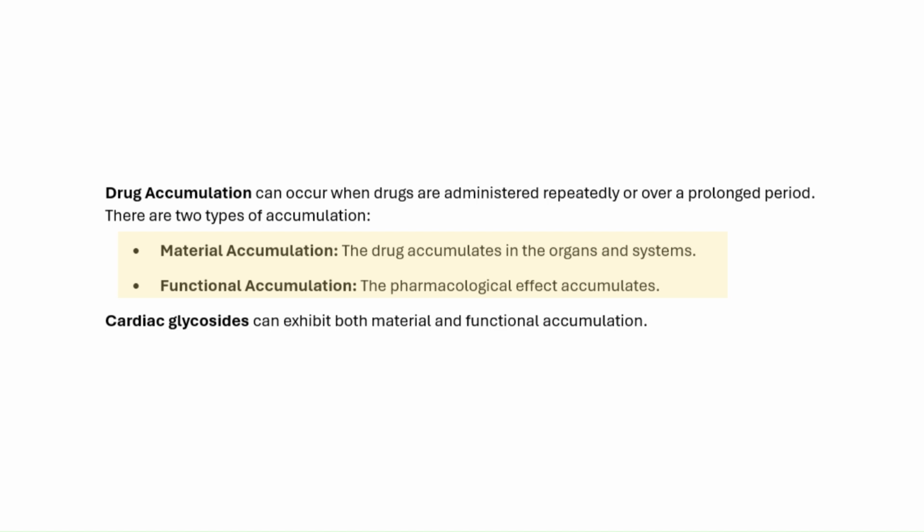Material accumulation: the drug accumulates in the organs and systems. Functional accumulation: the pharmacological effect accumulates. Cardiac glycosides can exhibit both material and functional accumulation.